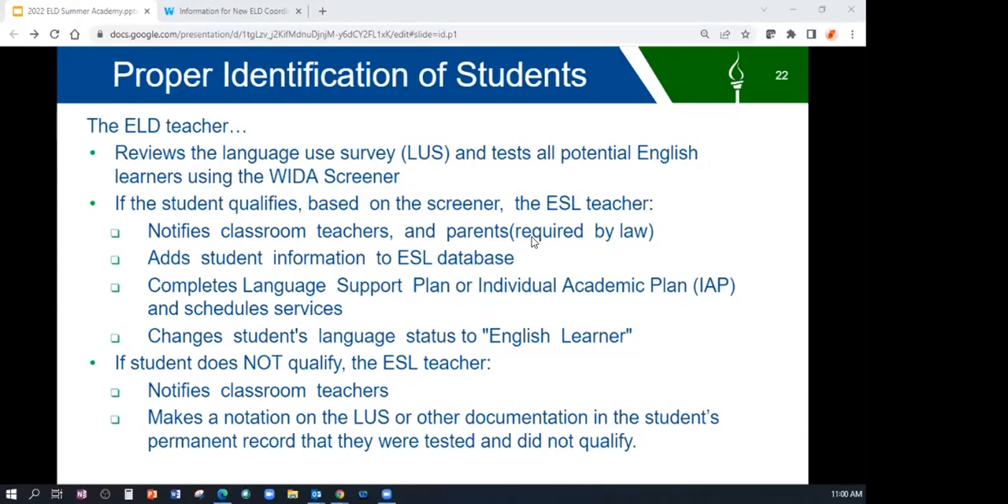If a student does not qualify, the ESL teacher should still notify the classroom teacher that, hey, I've screened this student. They didn't qualify for services, just so that they know that you have looked at that student, but also give them the information that, if they're struggling in class, let me know, and I'll go back and look at them again, because sometimes things arise later on.